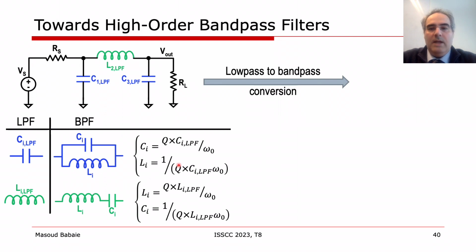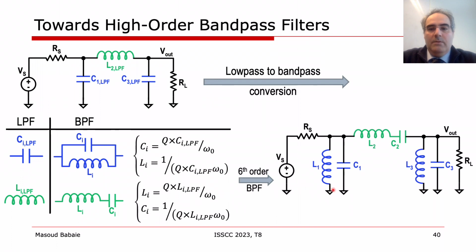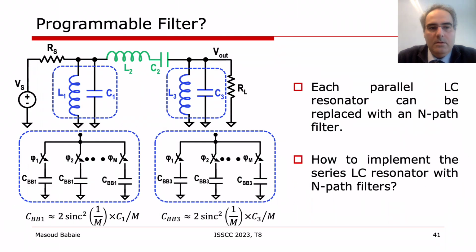The corresponding values of the capacitors and inductors can also be calculated using these simple equations. By doing so, now we can have a sixth-order bandpass filter. However, the bandwidth and center frequency of this filter are fixed, and we need to use M-pass filters to make it programmable. As discussed earlier, we could model an M-pass filter with a parallel LC tank. As a result, the parallel resonators in the bandpass filter can easily be replaced with their corresponding M-pass filters. However, it's not obvious how we can implement the series LC tank with M-pass filters.